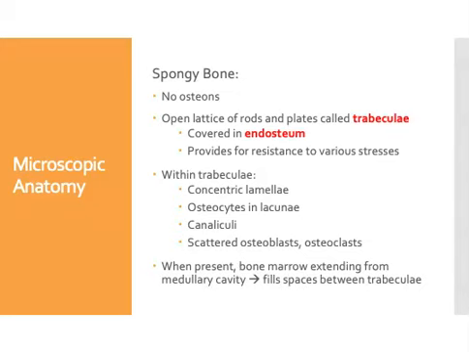This lattice, this network of bones, we refer to as rods and plates in spongy bone. These are called trabeculae more formally. And each piece, each trabeculum of spongy bone, has a covering around it, similar to the covering that lines the medullary cavity. In other words, the layer around each trabeculum of spongy bone is endosteum. The periosteum, remember, covers the entirety of the bone. It's the layer on the outside of the whole bone.